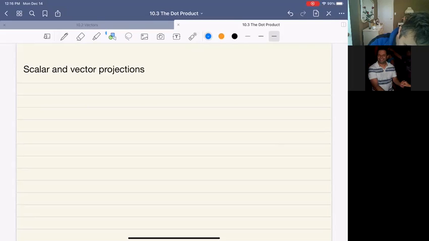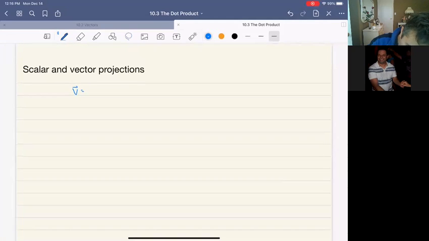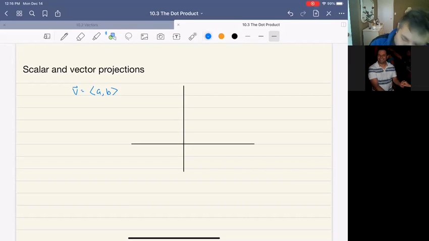So let's say we have, let's do this in 2 dimensions. Let's say we have v equals A, B. So you see letters, so that means it's abstract stuff. All right, so we're going to take it like so. We already know it goes this way A, this way B.